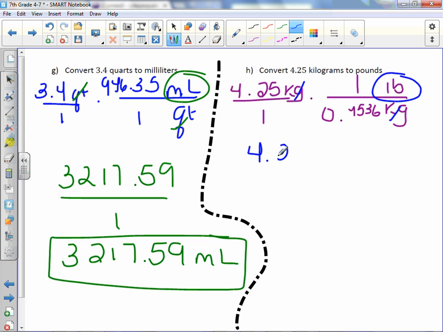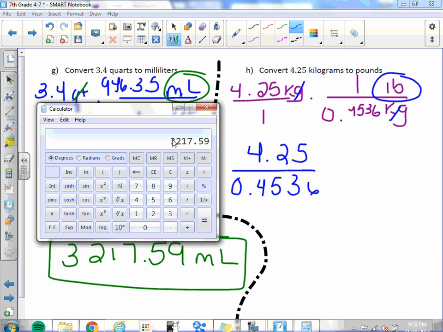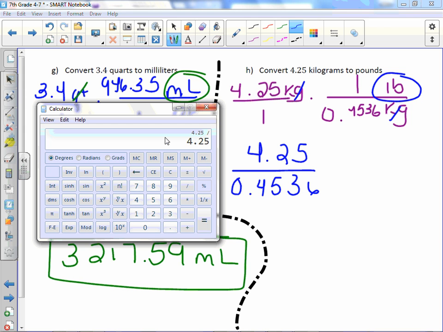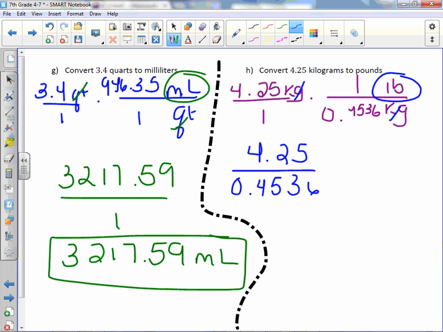Multiply your numerators, get 4.25. Your denominators get 0.4536. Divide it out. 4.25 divided by 0.4536. Write down a few digits. 9.369. Your hundredths place is at the 6. Find your place, look next door, 5 or greater, add one more. So 9.37, and our unit of measure is pounds.